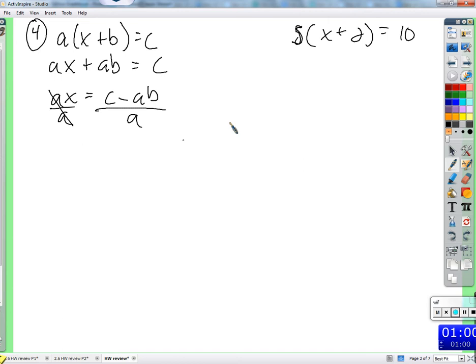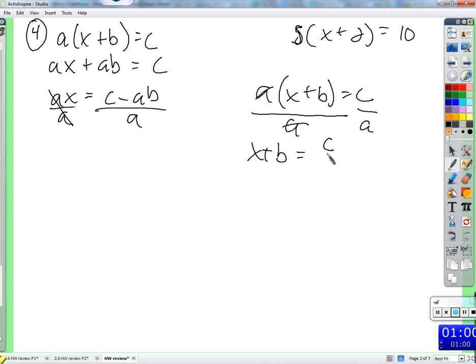Okay. We do it another way. We start off again. Something different to start with. Divide by A. Let's cancel out the A in the very beginning. It's a little bit outside the box, but absolutely. X plus B equals C divided by A. Minus B. X equals C over A minus B.